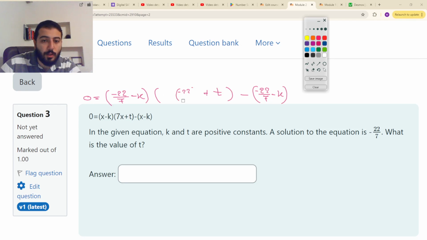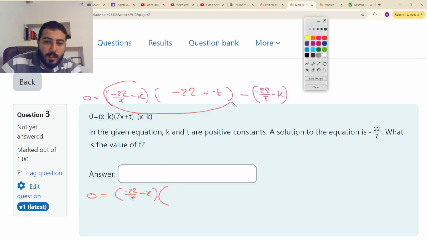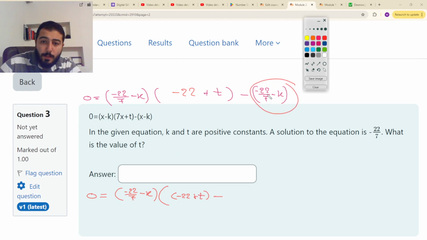How do you factorize by grouping this? So this one is negative 22 already. This bracket is exactly equal to this bracket, so we take it as a common factor. So 0 is equal to negative 22 over 7 minus k times, and we take this element, we remove this bracket, so we have negative 22 plus t minus. From this element, there is only one because we already took the bracket.